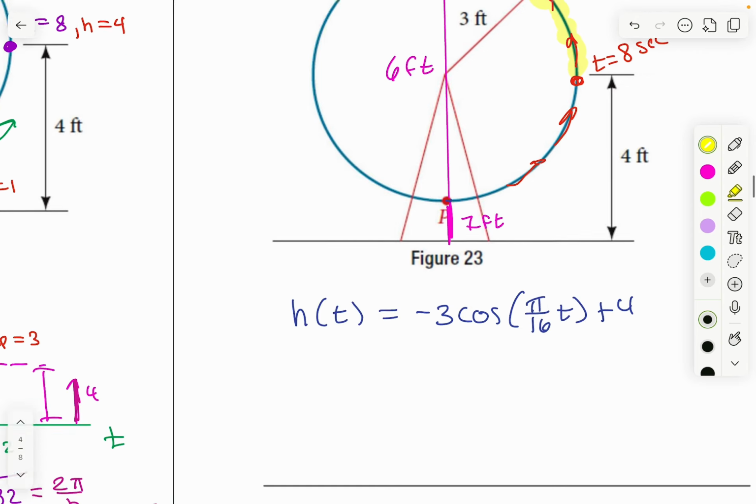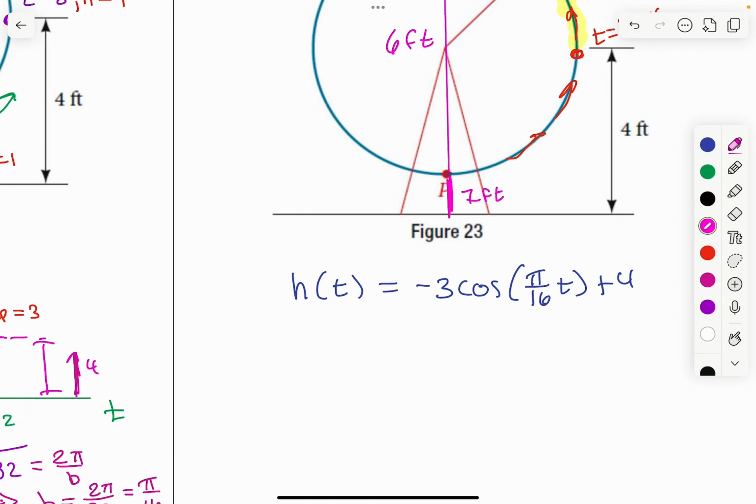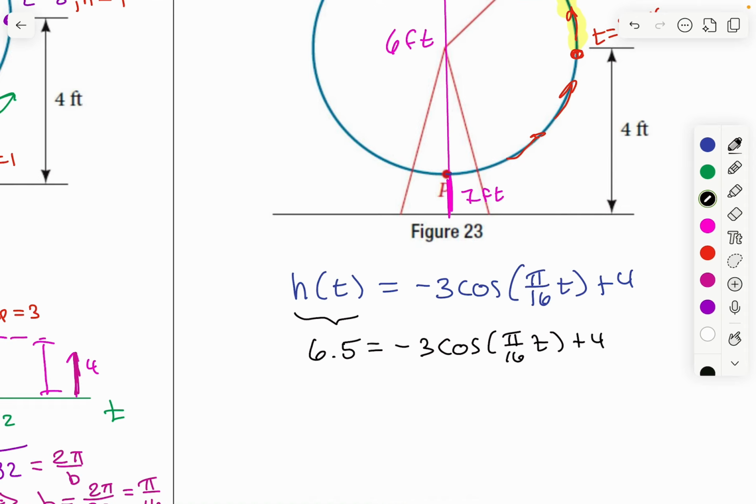probably a little closer to 16 seconds. In terms of the formula, what we're going to do is just put 6.5 in for our height, and we want to solve this equation. You're just going to solve this equation using technology. Meaning I'm just going to graph these two: put this into one equation and this into another, and we're going to see where the graphs intersect.